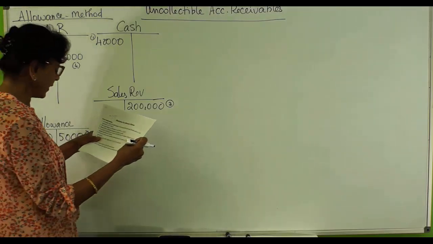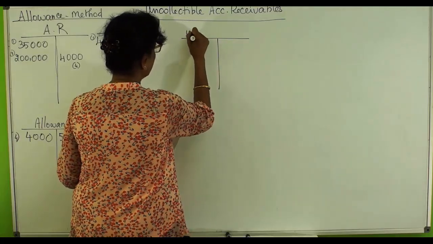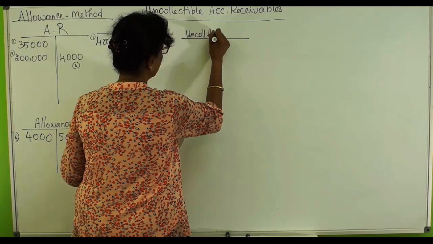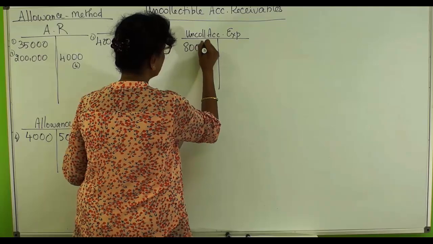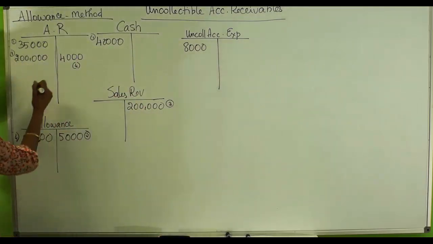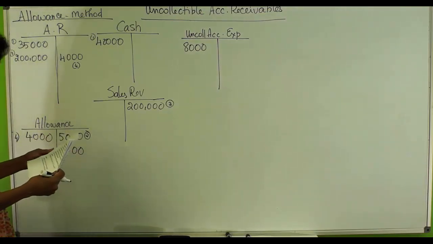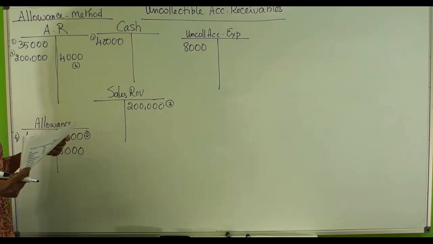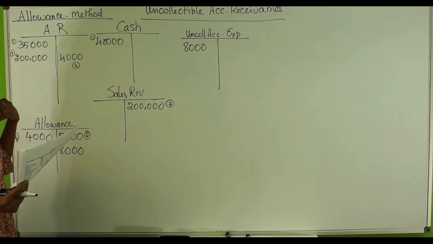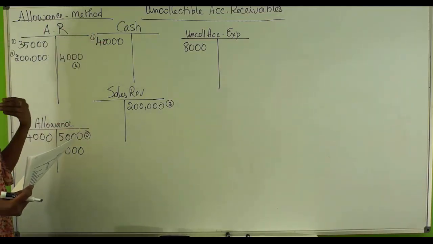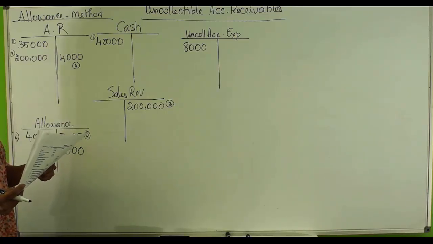So here number 5, they will debit uncollectible accounts expense $8,000 and they will credit allowance for uncollectible accounts $8,000. And now, this is all for requirement number 1, which is to prepare the journal entries for these transactions. Required number 2, it says how will the accounts receivable be presented in the balance sheet.